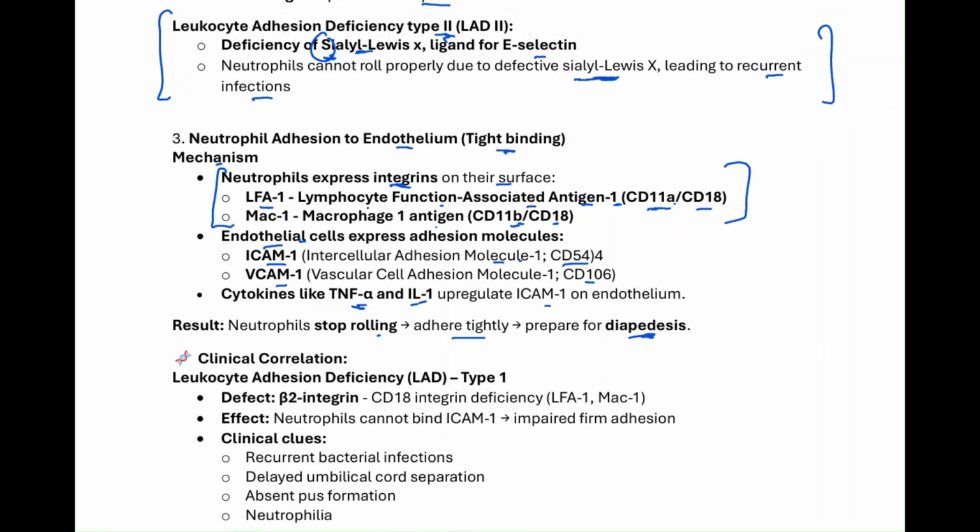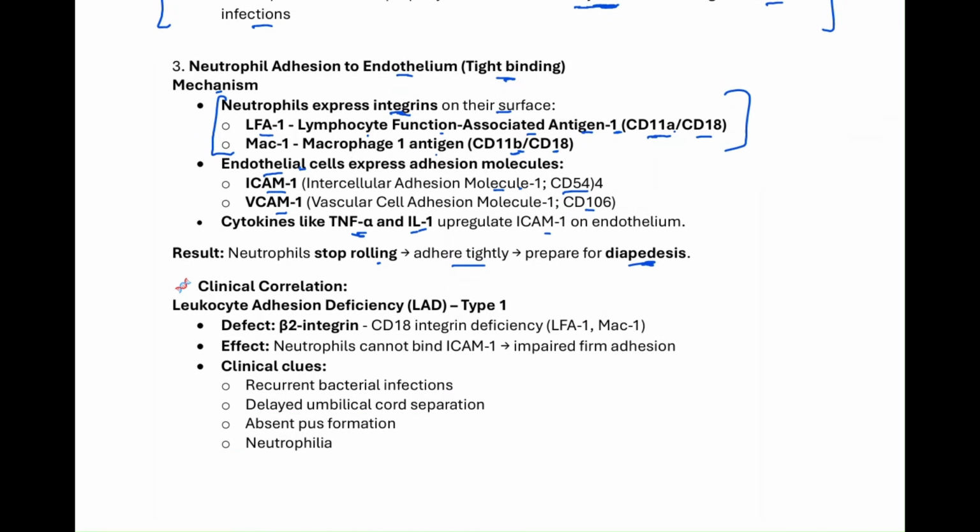So what about if somebody has a problem with their integrin, which is what we call leukocyte adhesion deficiency type 1? So it has to be type 1. The way I remember, integrin looks like 1. So type 1. Remember, S. Lewis is going to be what? Type 2. But integrin is type 1. So a defect in beta 2 integrin, whereby there is CD18 integrin deficiency.